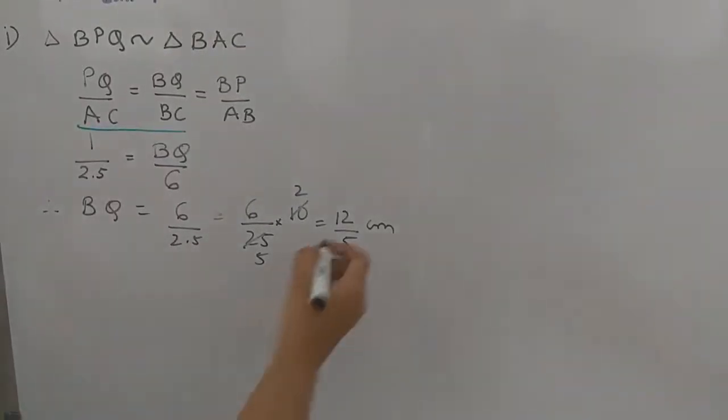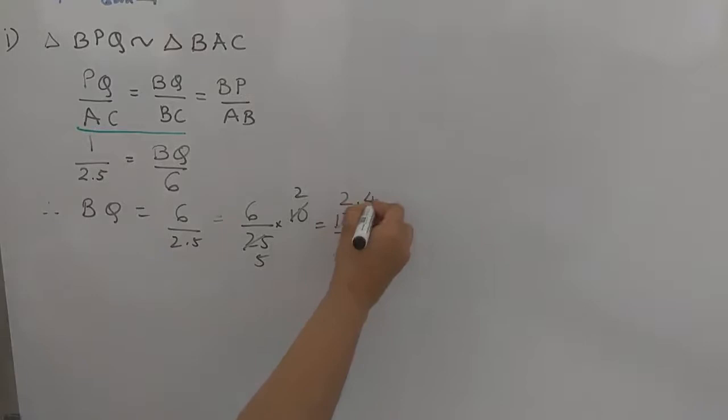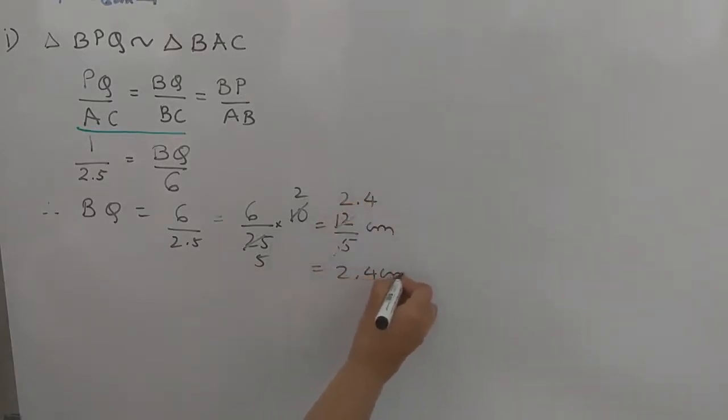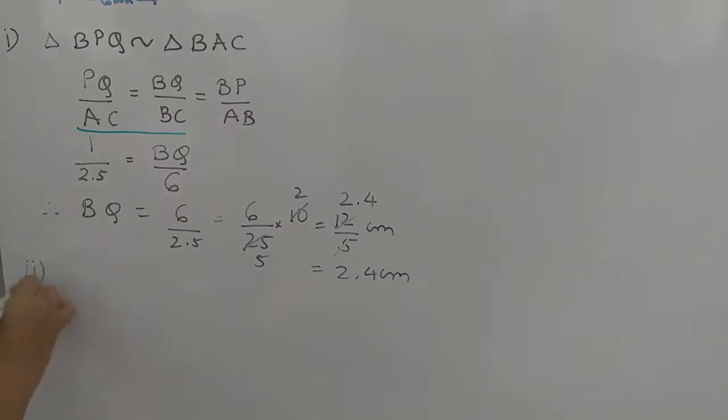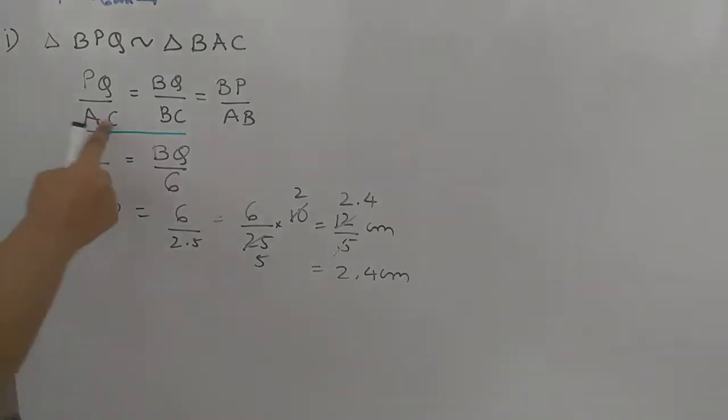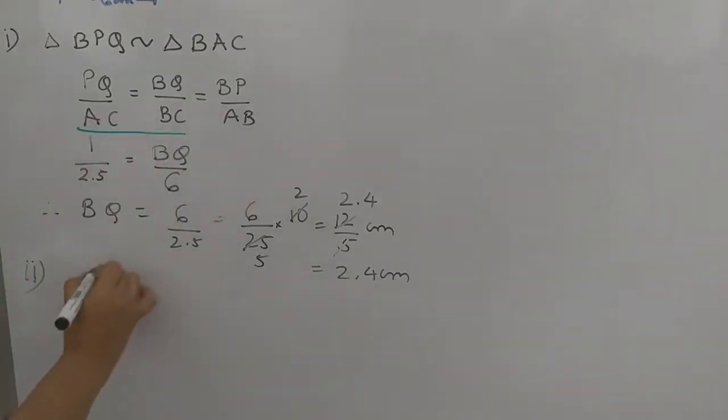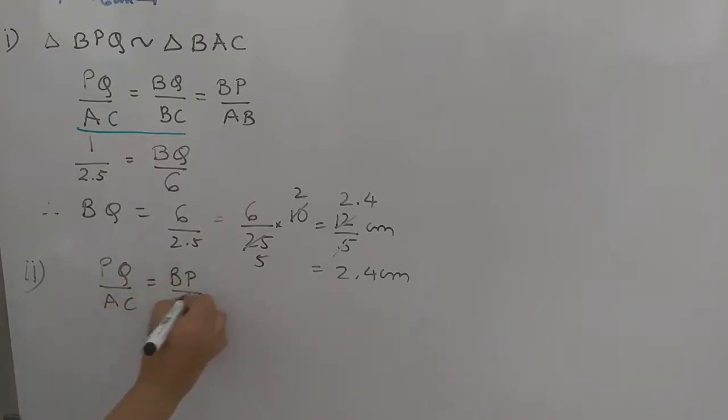2.4 will come, 5 2s are 10, so 2.4 centimeters. So we get our BQ value. BQ value is 2.4 centimeters. Now secondly, for the second value, which value is it? BP. So for that I take the first and third ratio, that is PQ upon AC is equal to BP upon AB. Here AB is also unknown and BP is also unknown.